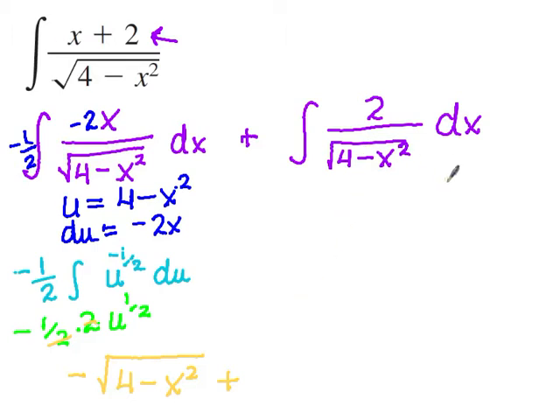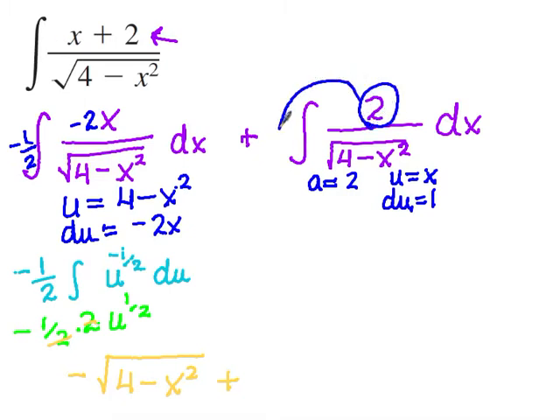So now we've got to break this one down. This one, if we look at it, we said that a is 2, u is x. So what is du? 1. Well, I got a problem because I got a 2 up here. That needs to be a 1. So what I'm going to do with that 2 is move it out front here. So when I move it out front, it's going to be 2 times the integral of 1 over square root of a squared minus u squared.